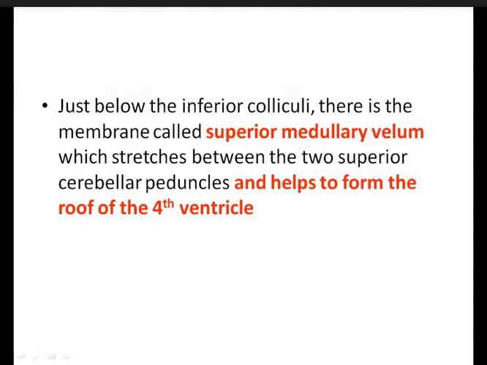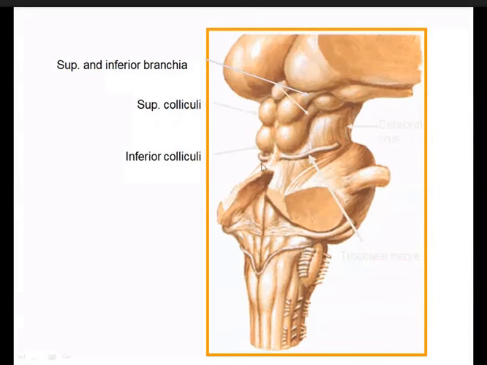Just below the inferior colliculi, there is a membrane called the superior medullary velum, which stretches between the two superior cerebellar peduncles, and helps to form the roof of the fourth ventricle. Once again, this is the superior colliculus, superior brachium, inferior colliculus, inferior brachium, and this is the superior medullary velum, which forms the roof of the fourth ventricle.